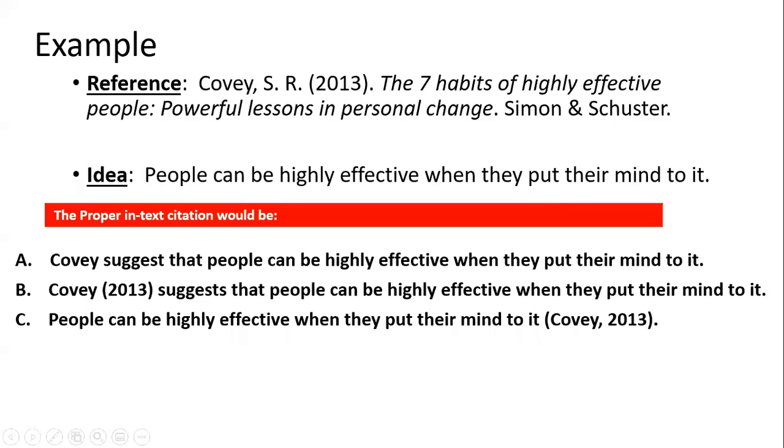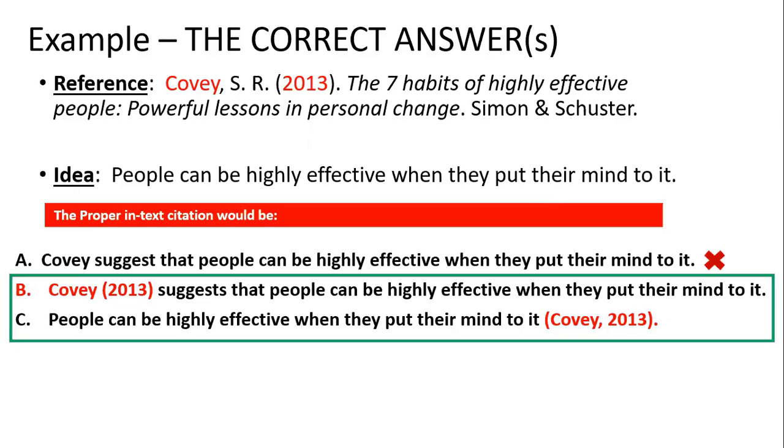Okay, pretty simple. So if you look at the examples below, A, B, and C, which one of these would be a correct way of giving a proper in-text citation? In other words, which one of these is giving credit to this idea from Covey? Well, let's keep it simple, folks.